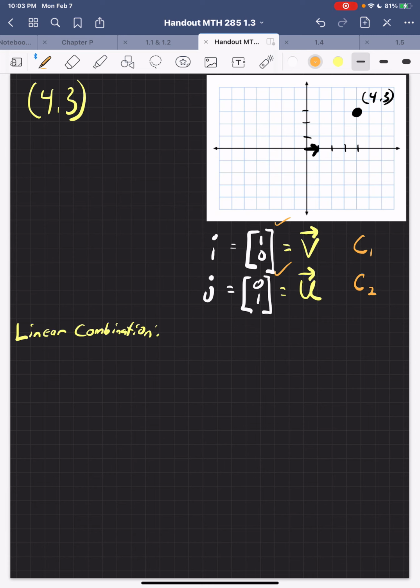The scalars can be any non-zero numbers. Now, a linear combination would mean that you have your first vector, vector V, scaled by C sub 1, plus your vector U scaled by, say, C sub 2.